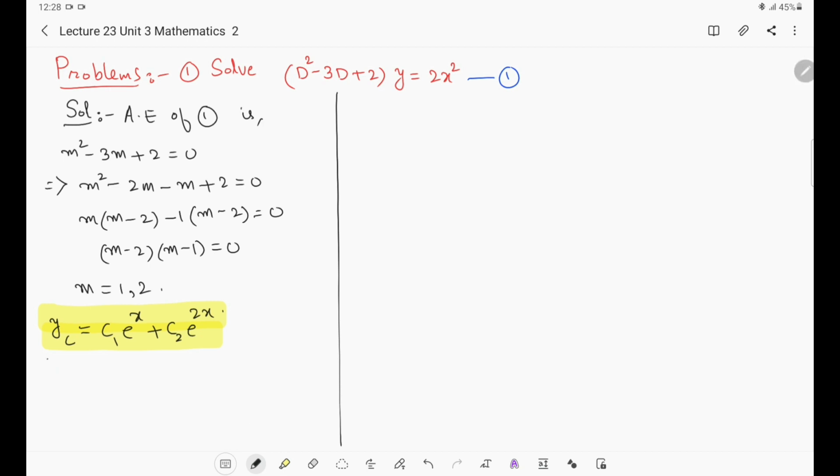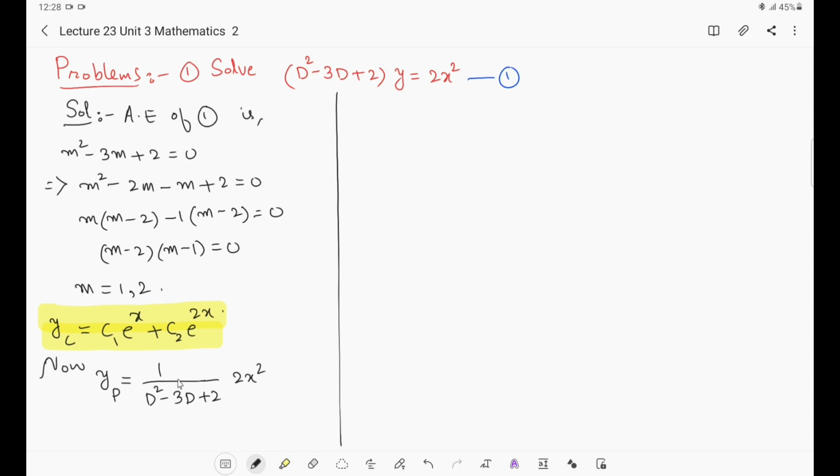Now move on to finding the particular integral. The particular integral is given by yp equals 1 by f of d into capital X. f of d is d square minus 3d plus 2. Capital X is here 2x square, right? 2x square is in the form of x power m, that is the third case, x power m.